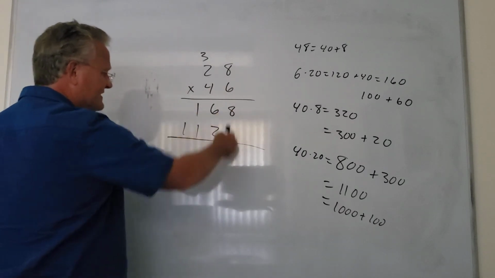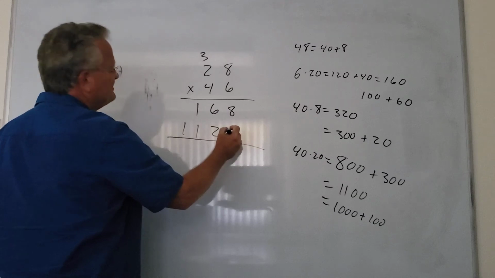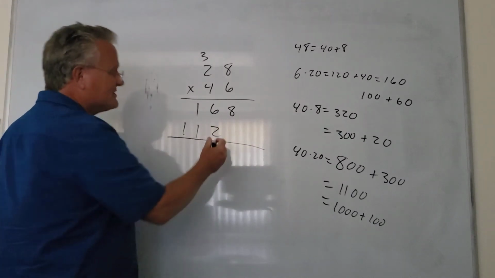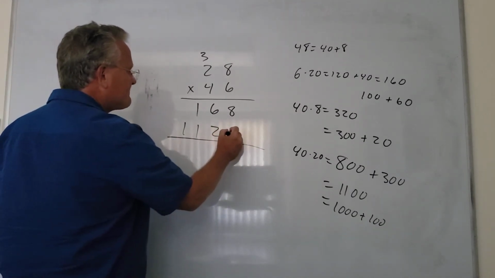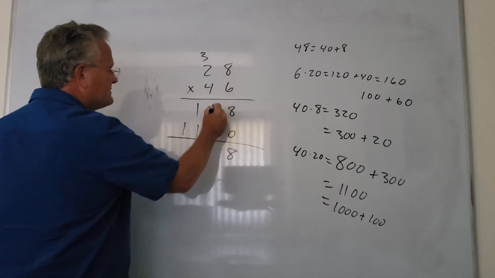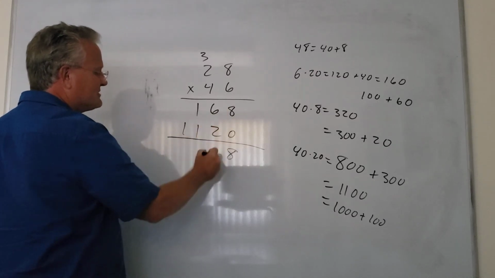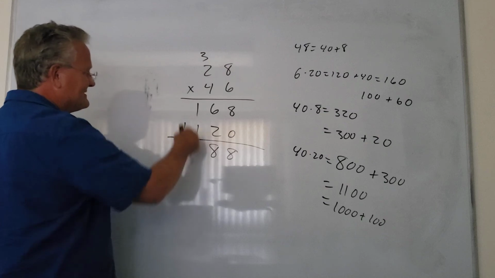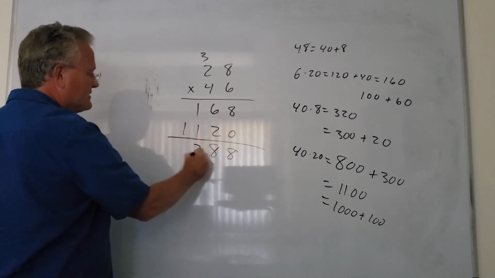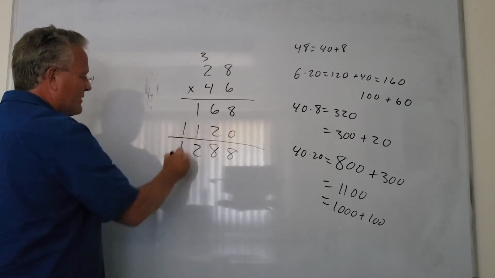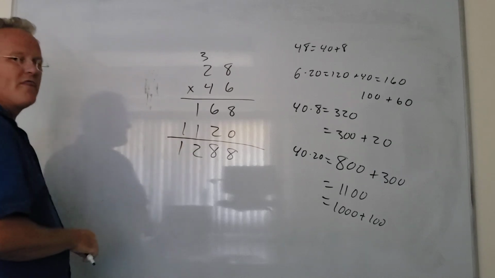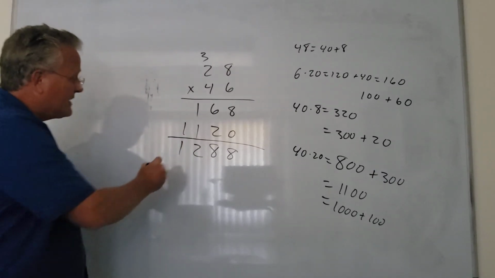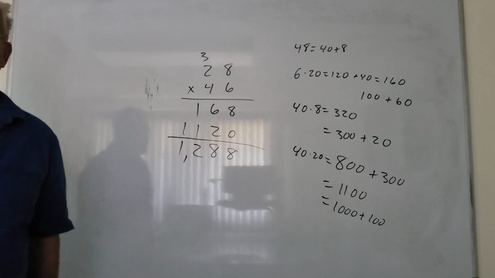Now we just add this 8. You could put a 0 here as a placeholder because there's 0 ones. But 8. This is really 60 plus 20 is 80, the tens. 100 plus 100 is in the 200 column. And then we bring down the 1000 in the 1000 column. So the answer is 1288.